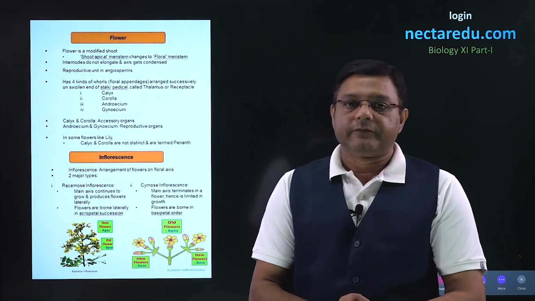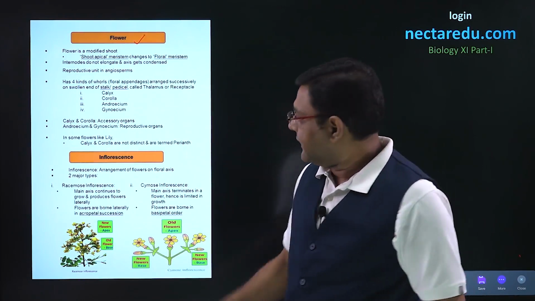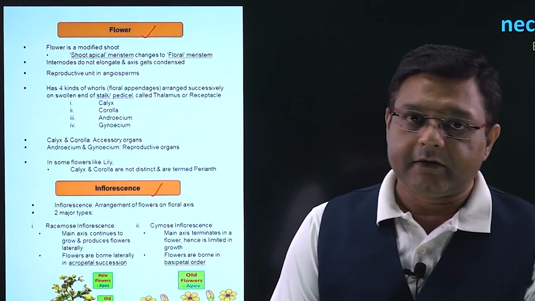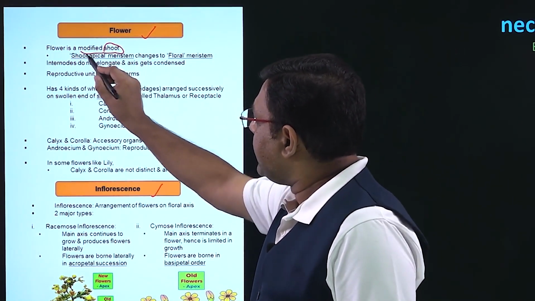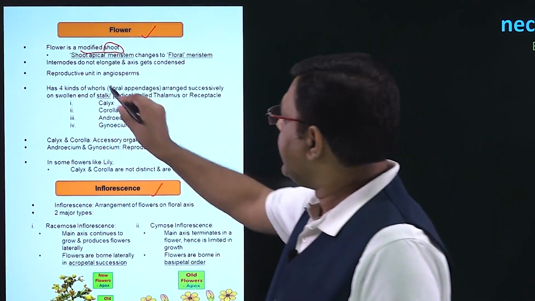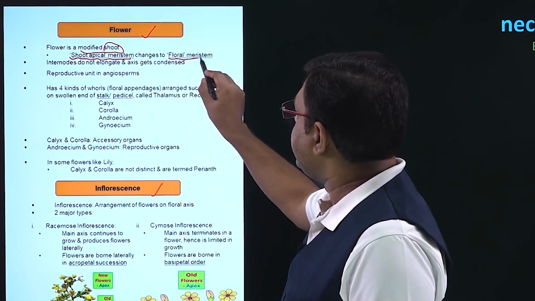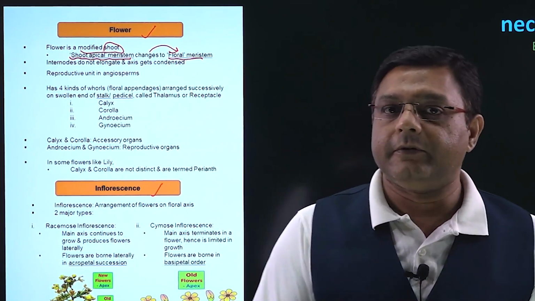In this particular video, we will look into the details of the flower as well as the term inflorescence. Now, talking of the flower, the flower is a modified shoot. So, in a flower there will be shoot apical meristem and it will change to floral meristem, and that is how the flower is formed.